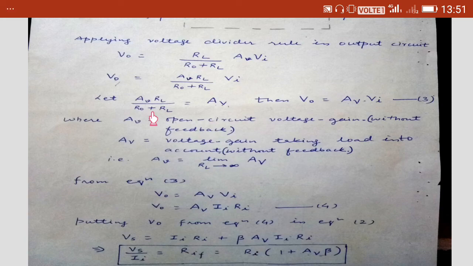Now let us discuss small av and capital Av. What is small av? We already discussed in our previous lectures that small av is the open circuit voltage gain without feedback. And what is capital Av? Capital Av is the voltage gain taking load into consideration. It is also without feedback.